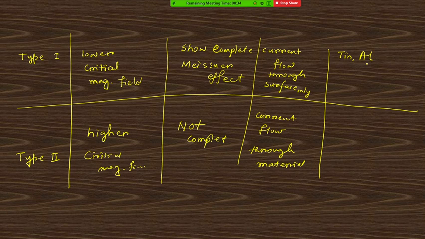For type 2, tantalum and YBa2Cu3O7, whose critical temperature is nearly 125 Kelvin. Okay.